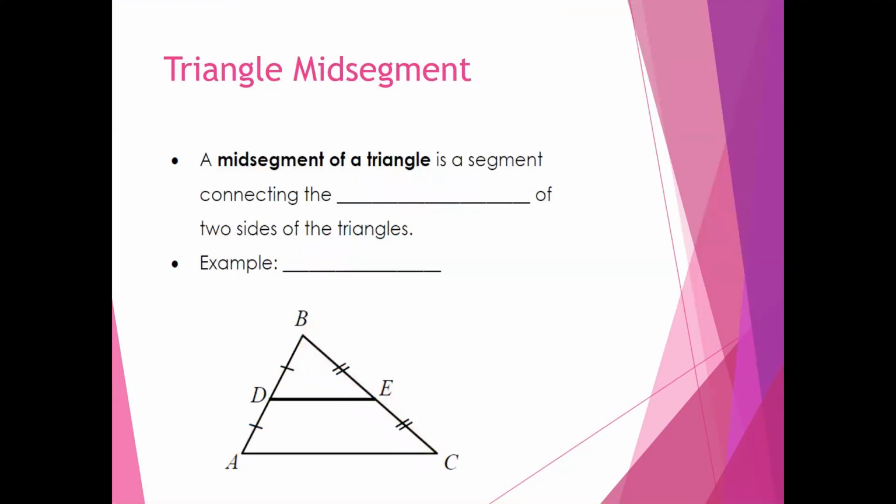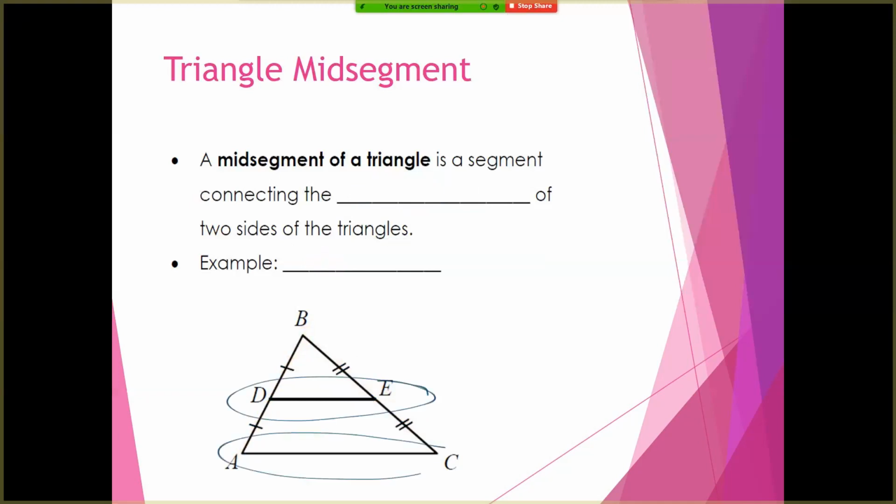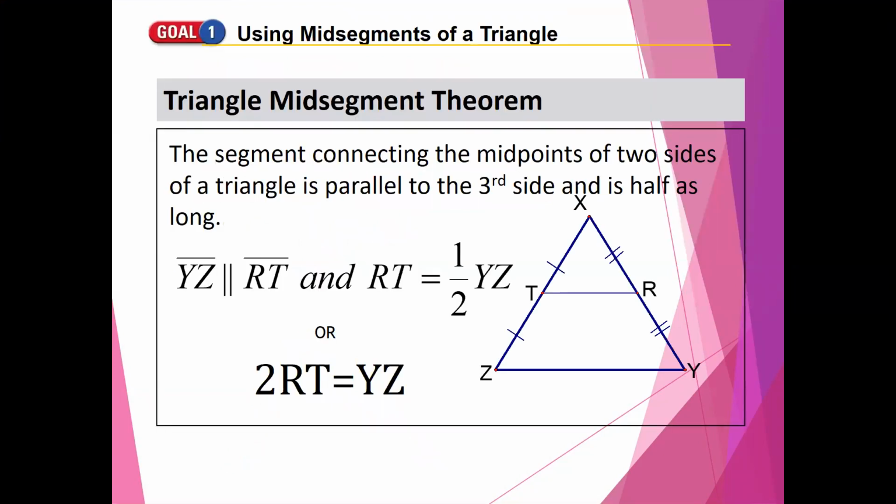Also note that your midsegment here is parallel to the side that's not involved. Like here, DE is parallel to AC. So there is a triangle midsegment theorem. If you have a segment connecting the midpoints of two sides of a triangle, it's parallel to the third side and half as long as that third side.